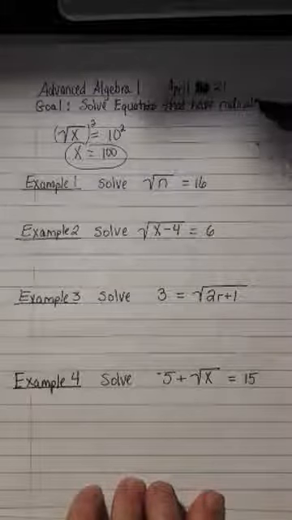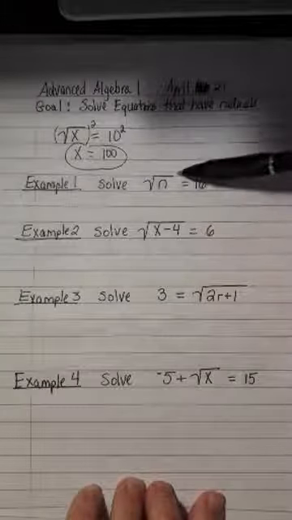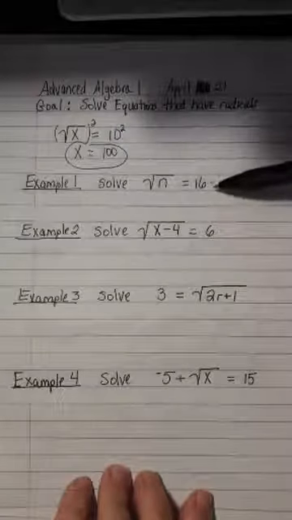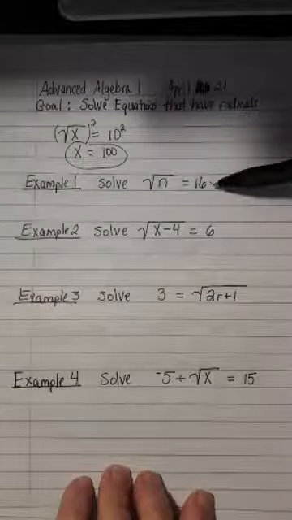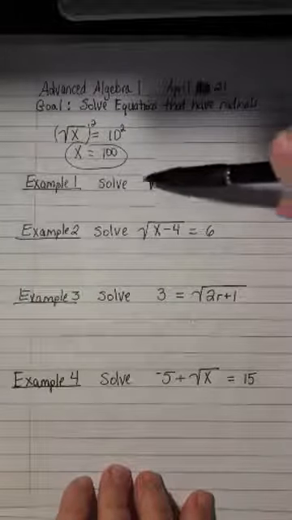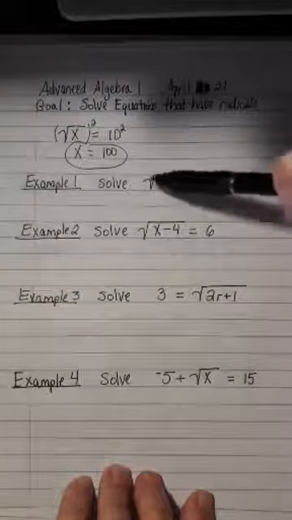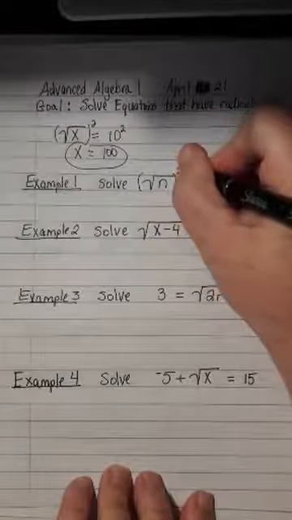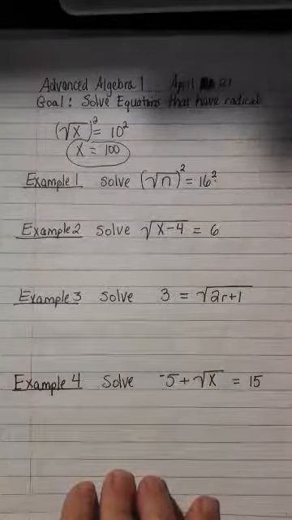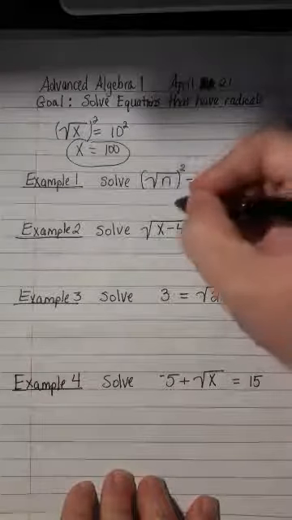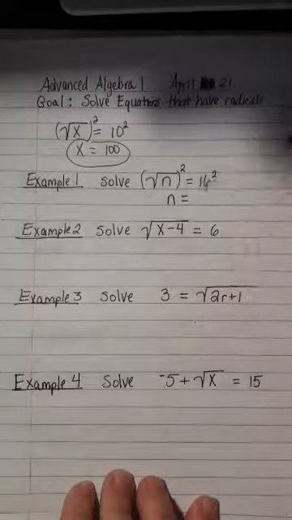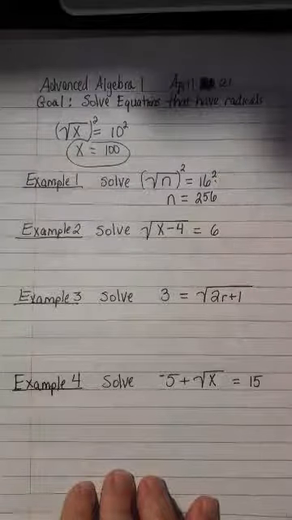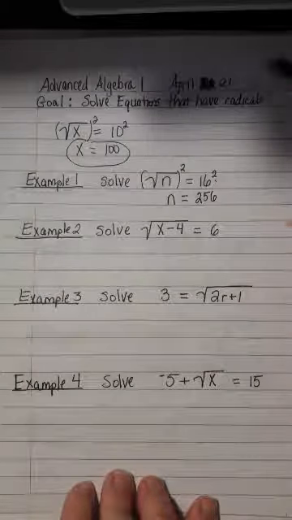All right, example 1. We are going to solve the square root of n equals 16. So once again, what you should notice with this is that the only thing on this side with our variable is the square root. There's no numbers on the outside. So we're ready to go ahead and square this side. And then we square the right side. When we square this left side, it just cancels the square root symbol out, and you're left with n. And then you just square 16. 16 times 16 is 256. And that is your answer.